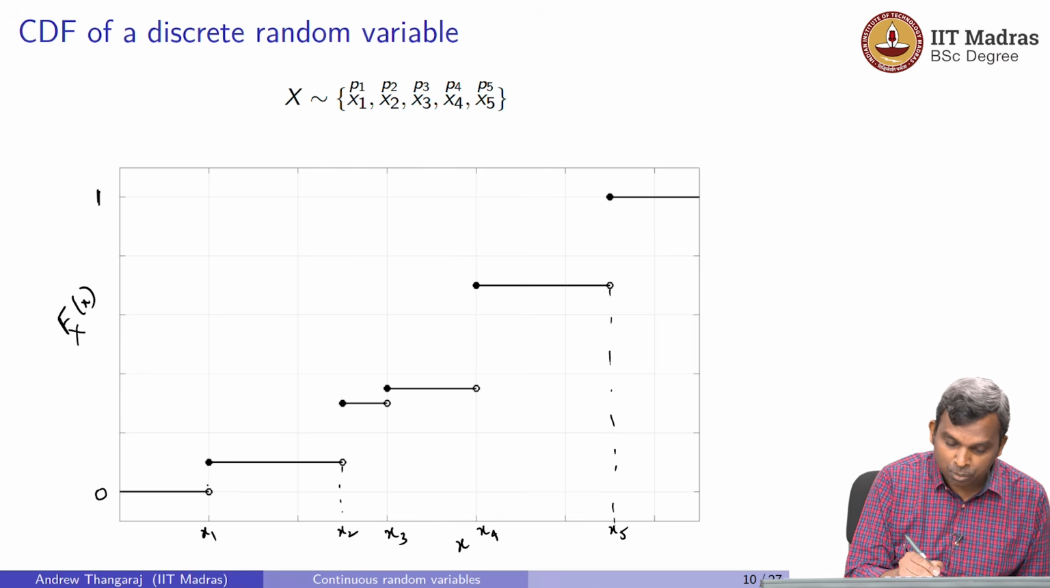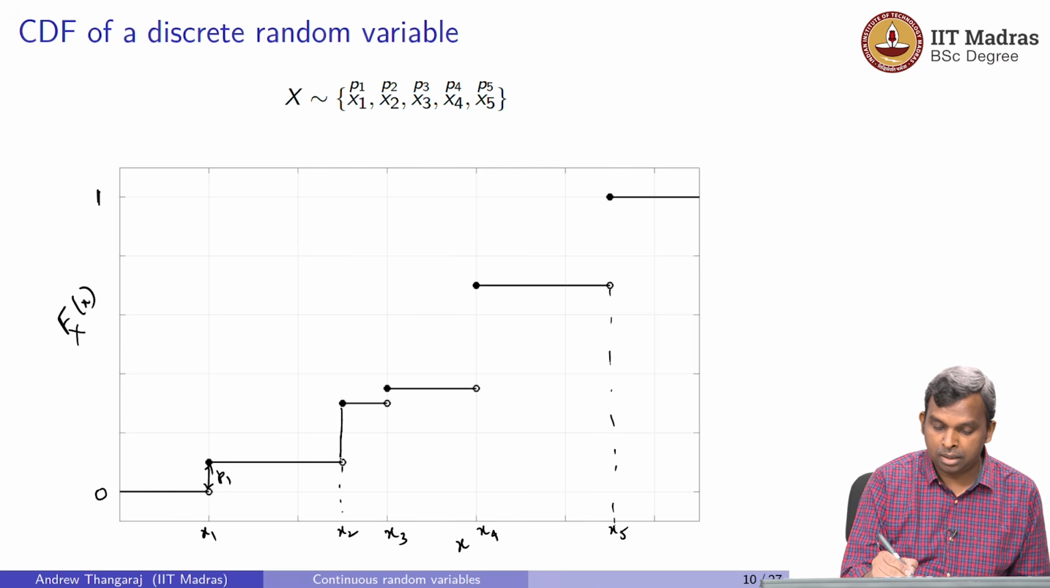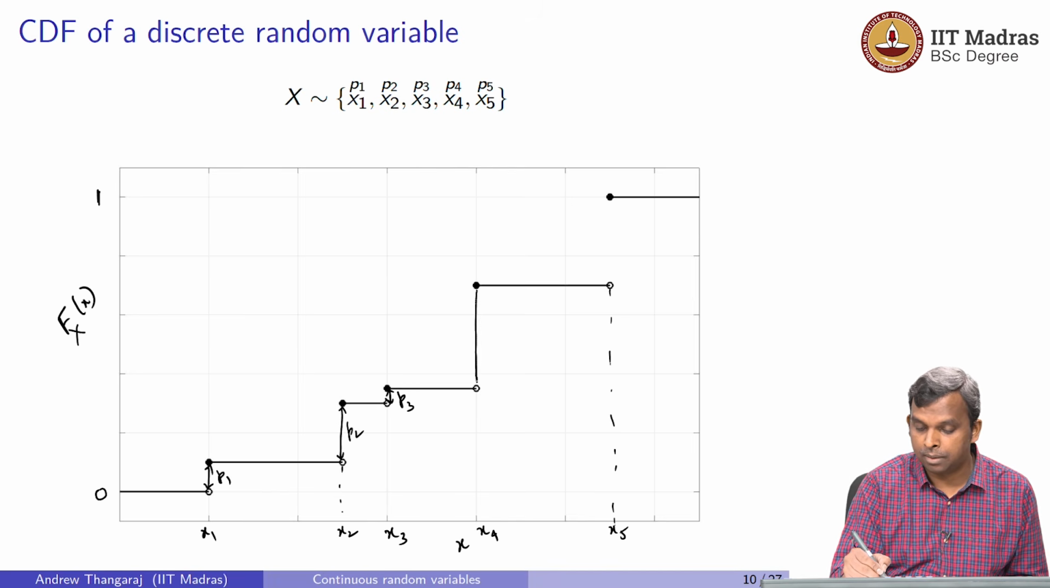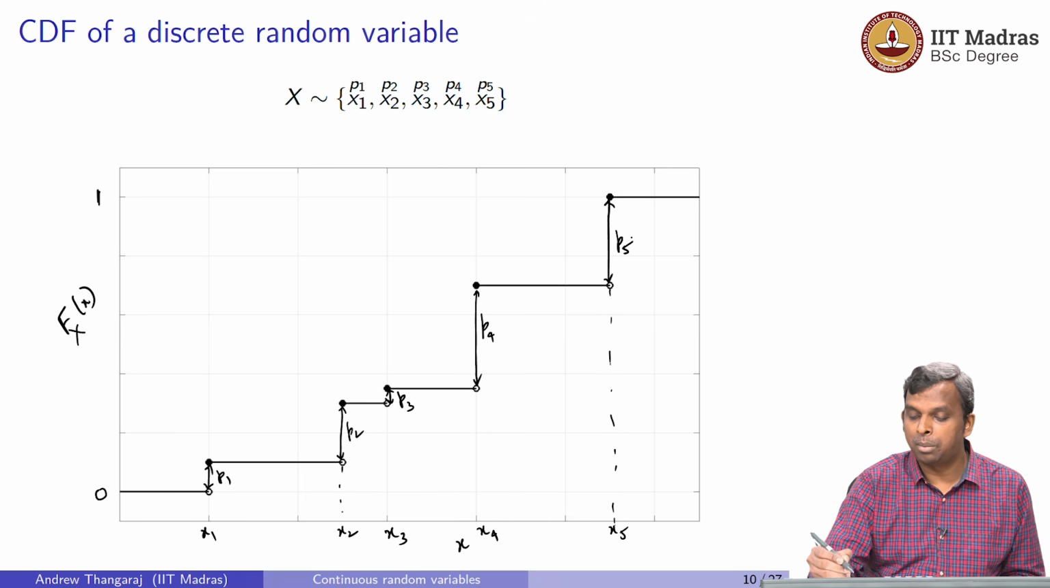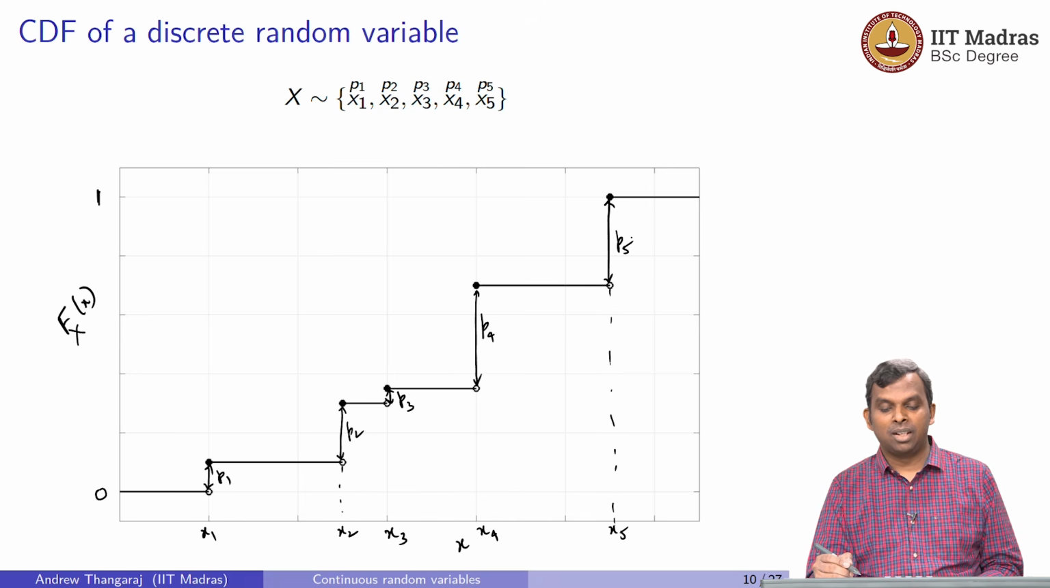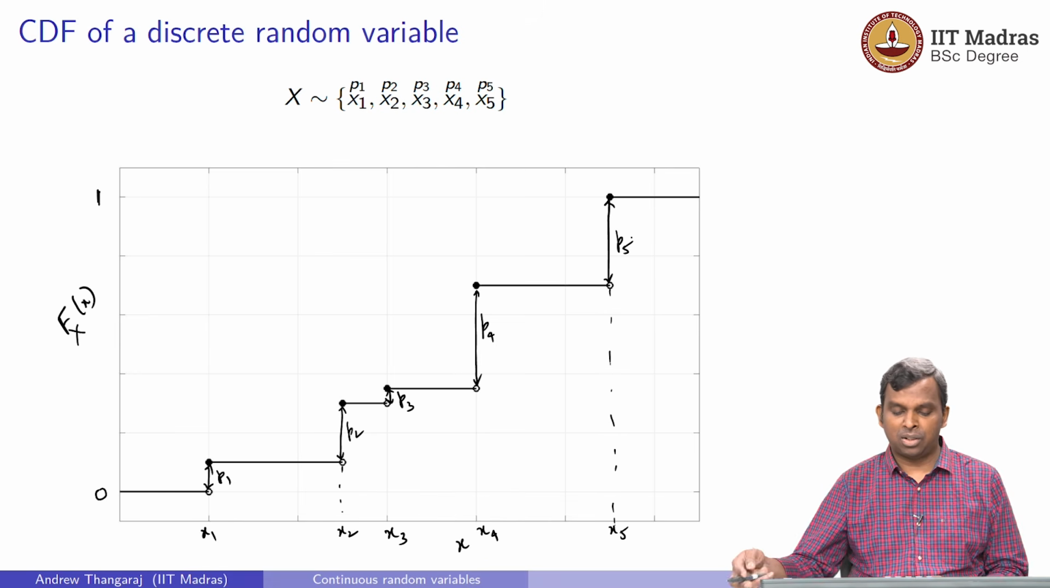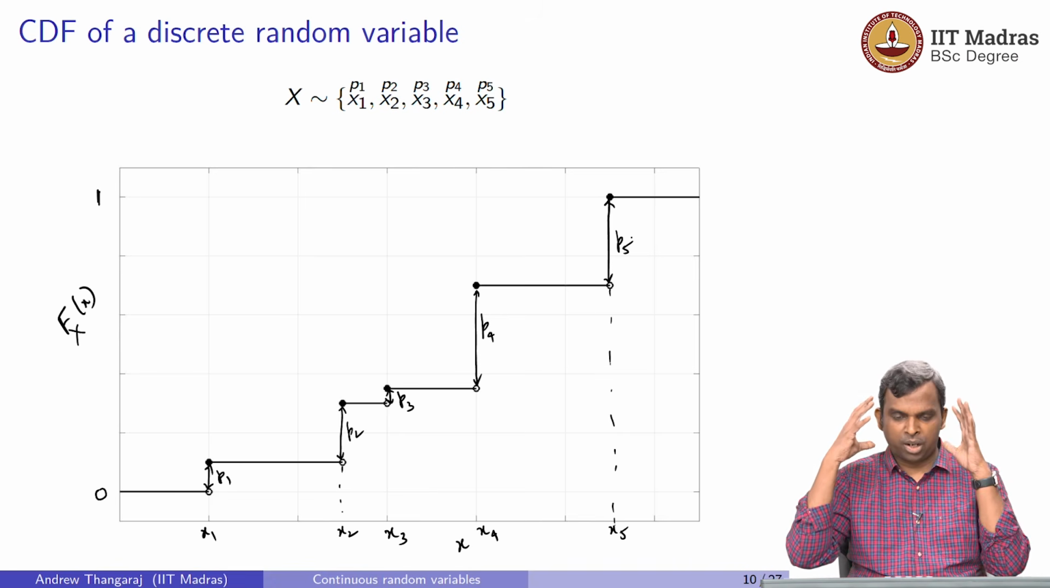And then what are these jumps? What will this jump be? This jump will have a magnitude of p1, this jump will have a magnitude of p2, this jump will have a magnitude of p3, and so on. So that's it. The CDF is very nice, it's easy enough to draw. Some people may say it's a better looking picture than other things, but anyway. So this is the picture of the CDF, and this kind of picture is good to retain in your head.